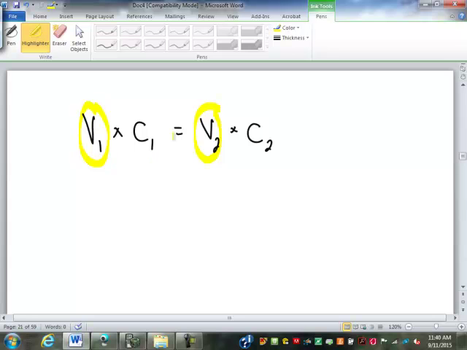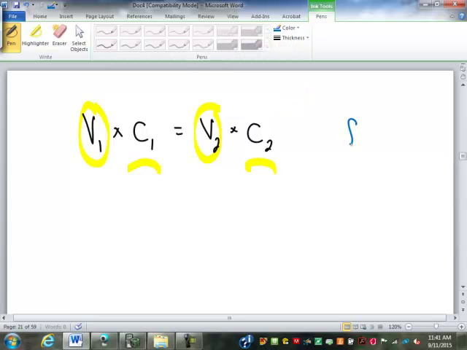So V1 and V2 are different. V1 is the volume of the first solution. V2 is the volume of the second solution. Just like C1 and C2 are going to be different. C1 is the concentration of the first solution. C2 is the concentration of the second solution.